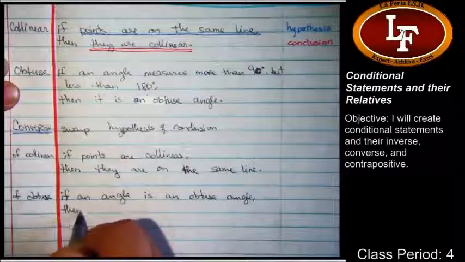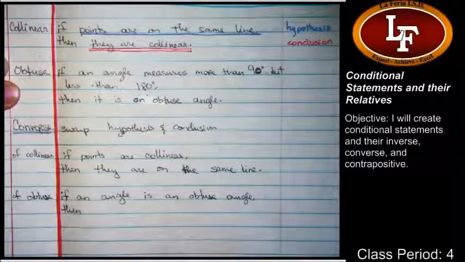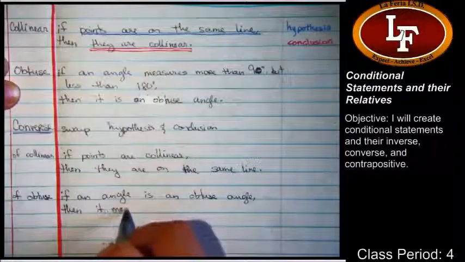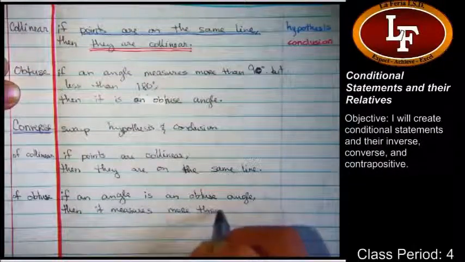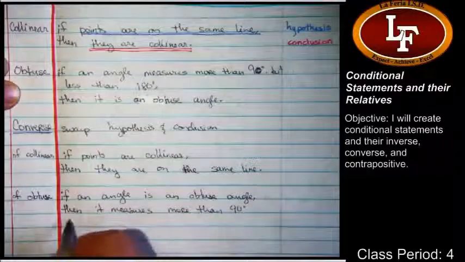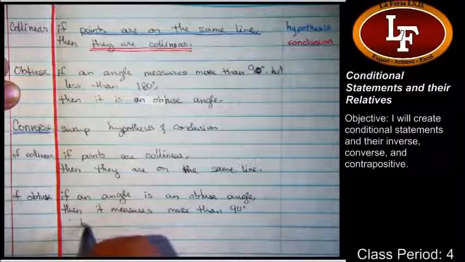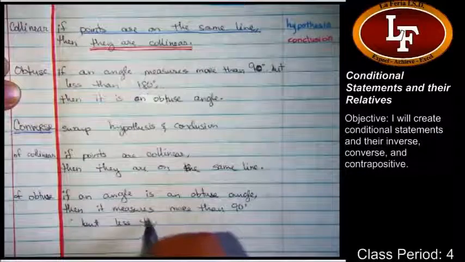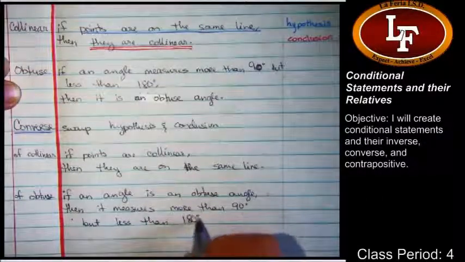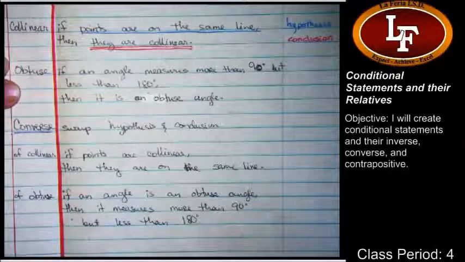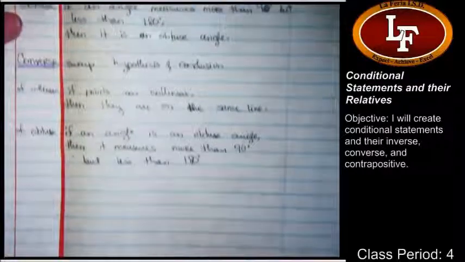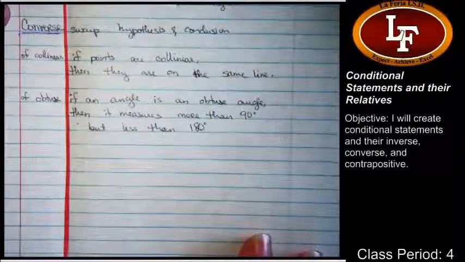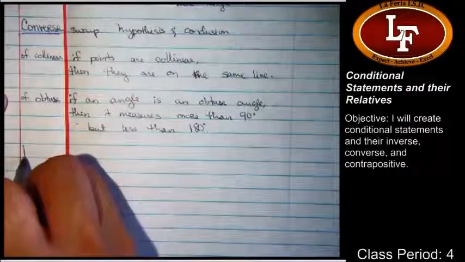then, now say the part you were saying. It measures more than 90, but less than 180. Beautiful. It measures more than 90 degrees, but less than 180 degrees. Perfect. Your converse statements are fantastic. You guys are really good at this. Nicely done.